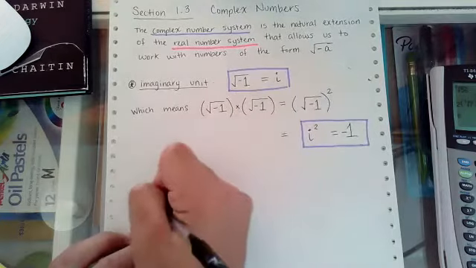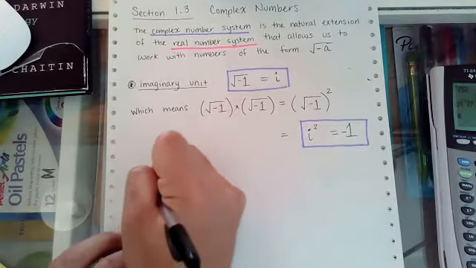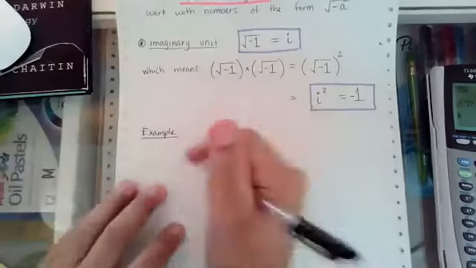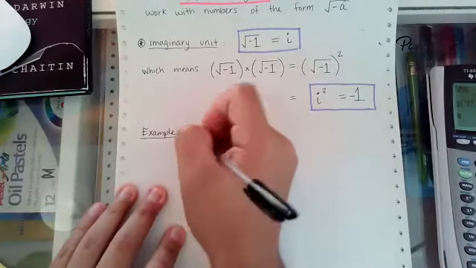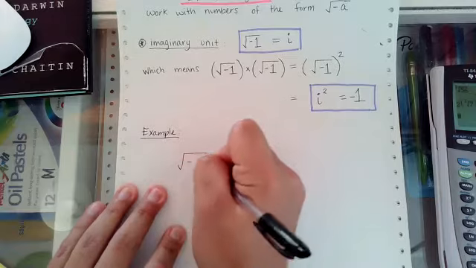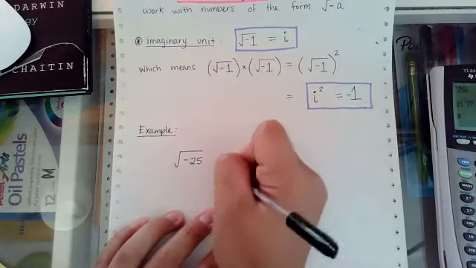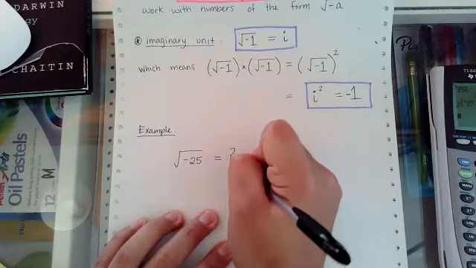But remember that if we had, for example, this question, the square root of negative 25, and that is equal to some number.